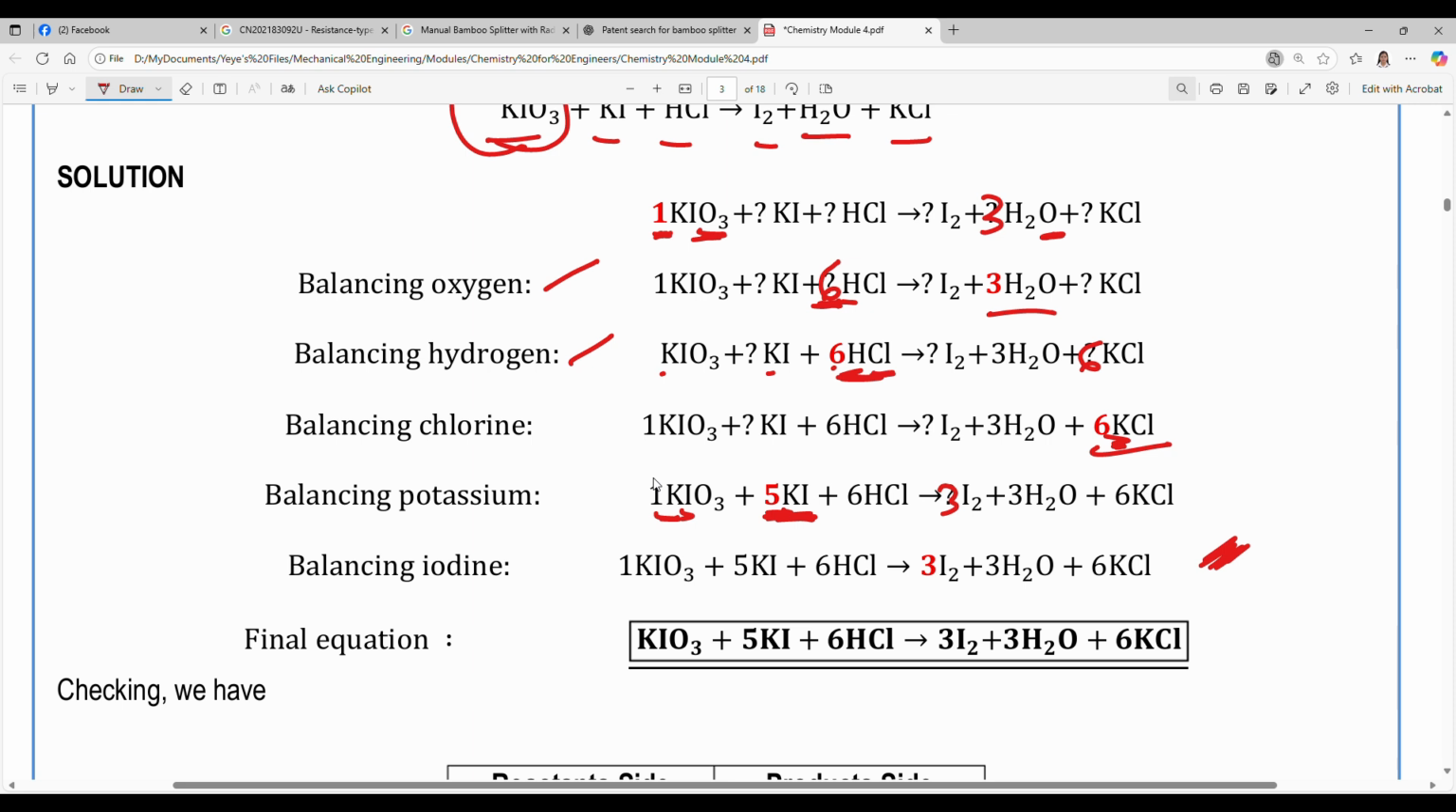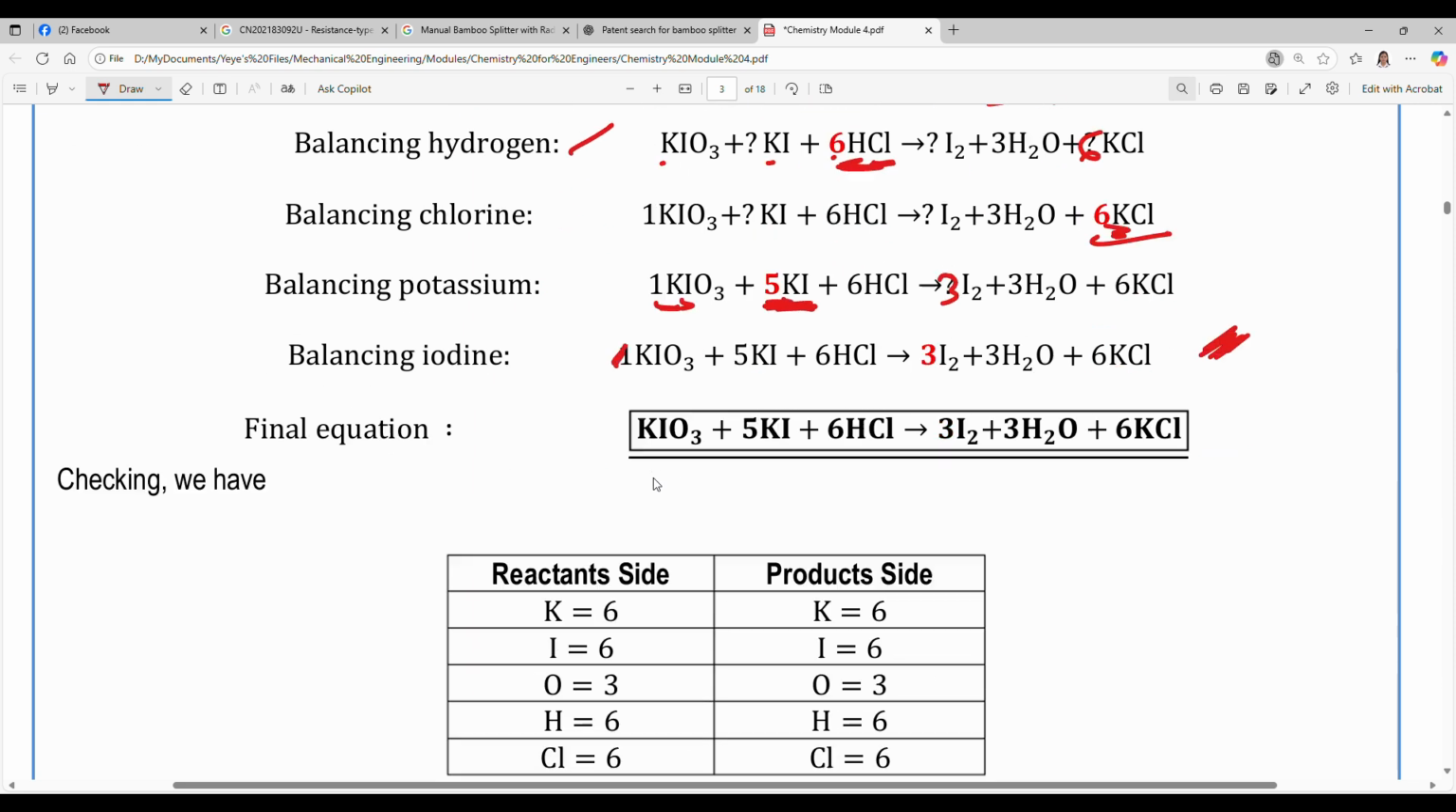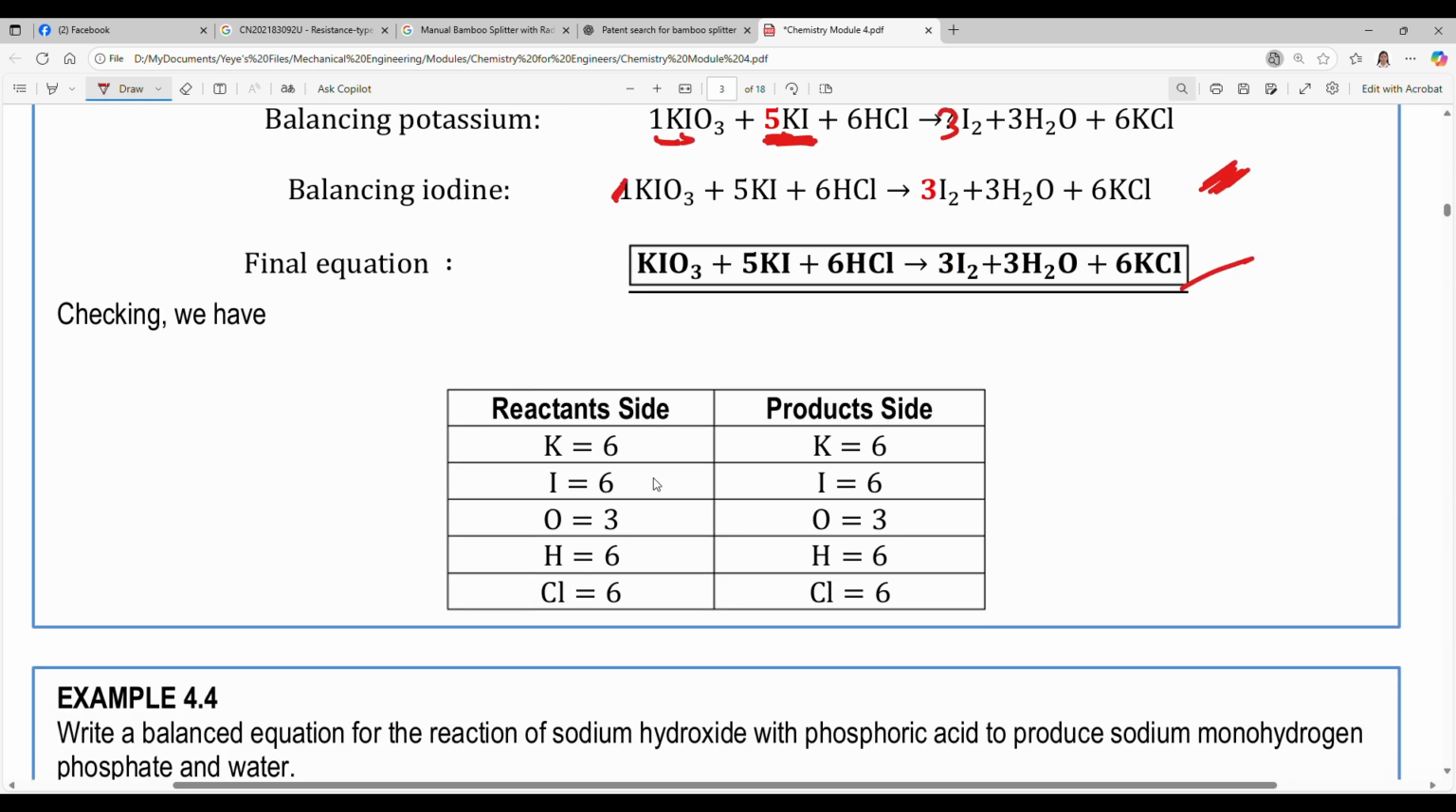So this is now the balanced chemical equation. Again, you do not need to write the coefficient 1. So this is now your final equation. If you check, potassium 1 plus 5, 6. Iodine 1 plus 5, 6. Oxygen 3, hydrogen 6, chlorine 6. On the product side, 3 times 2, 6 for hydrogen, 3 times oxygen, 6 times potassium, 6 times chlorine. So the equation is now balanced.